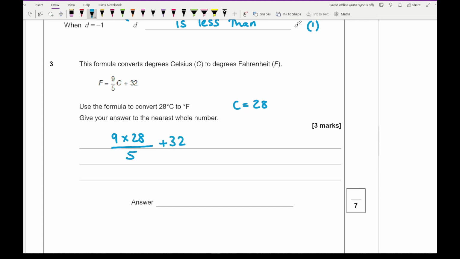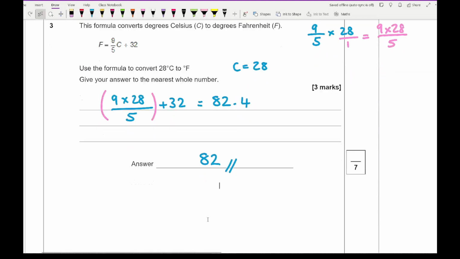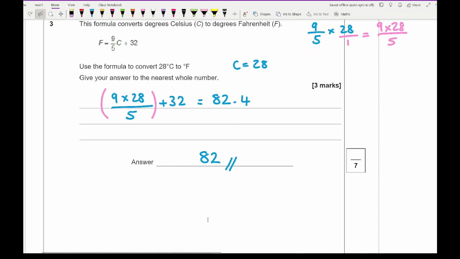Now, if you're not sure about where that comes from, why it looks a little bit different, well, 9/5 times 28. Well, if I convert the 28 into a fraction, it still then gives me 9 times 28 over 5. So that's why this comes into play. Now, if I then type that all into my calculator, I'm going to assume this is going to be a calculator question, I get an answer of 82.4, and then we just need to round up to the nearest whole number, which is going to give me an answer of 82. Then moving on to the next question.